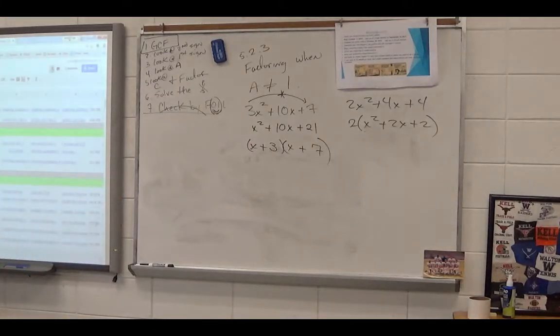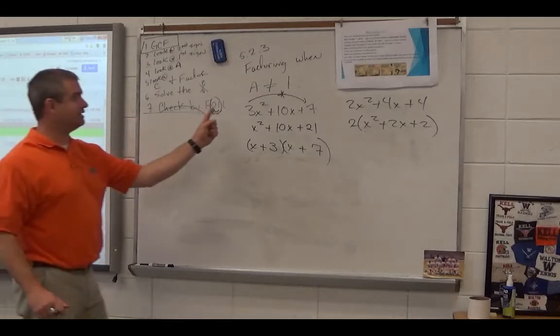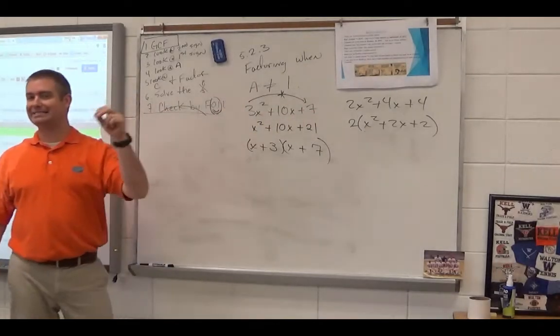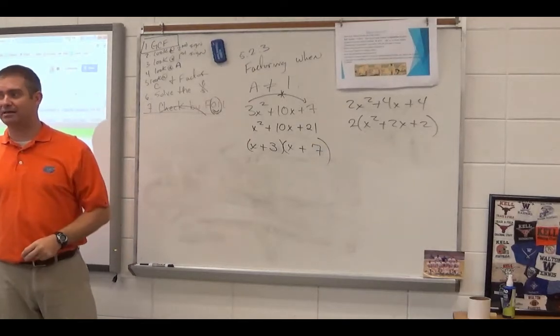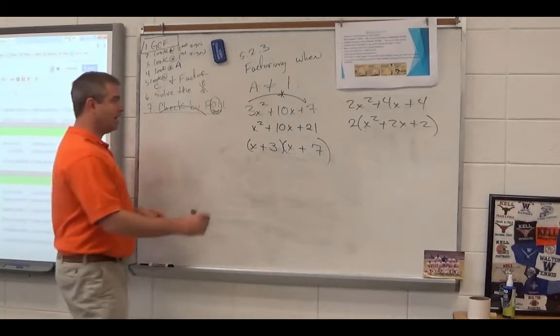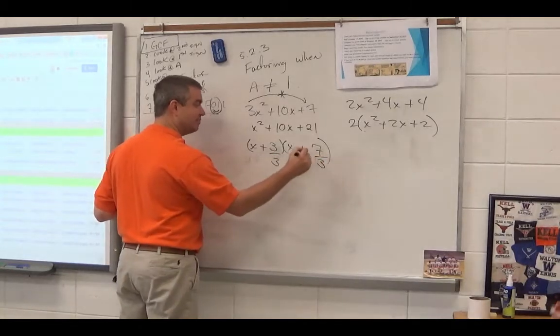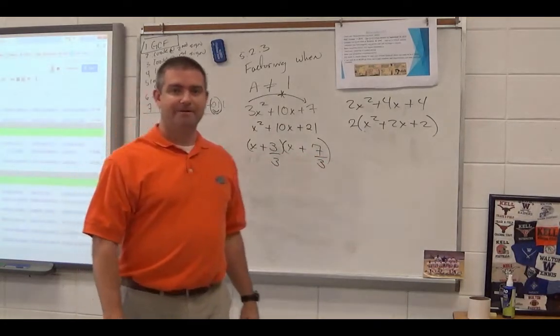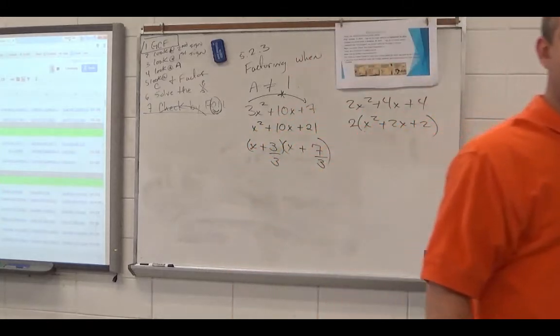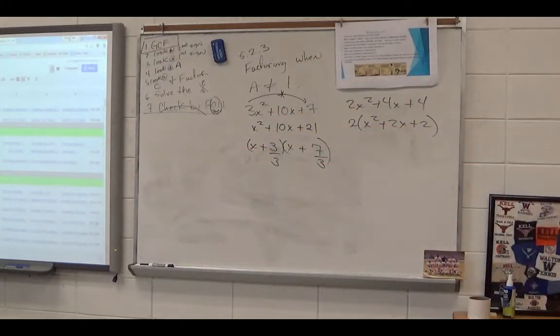Now what? What do we do in that first step? Tell me again what I did in that first step. I multiplied A times C. So to undo that, what do you think I'm going to do? Divide. I'm going to divide this by A, and I'm going to divide this by A. Write that down. Divide both of those by A to undo that first step.